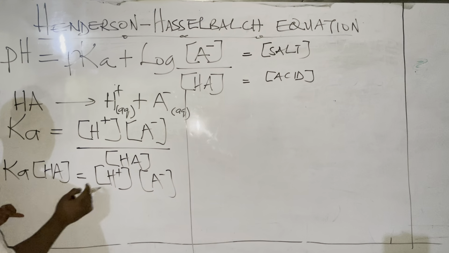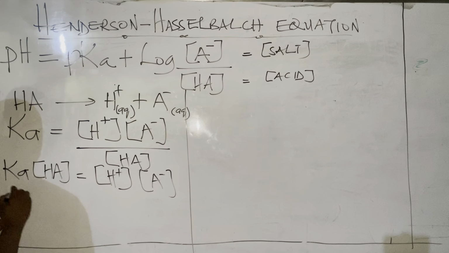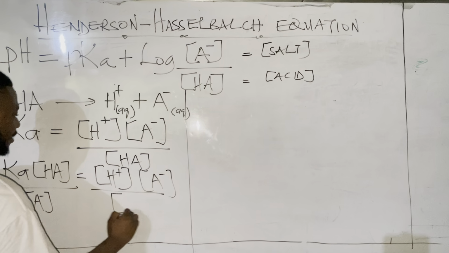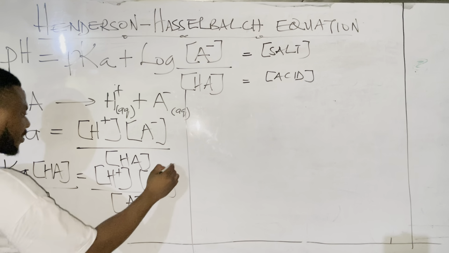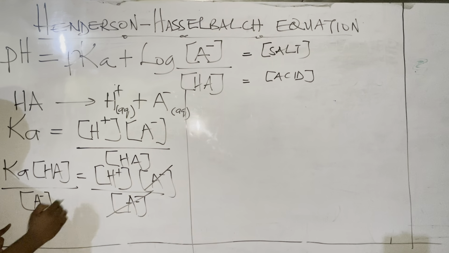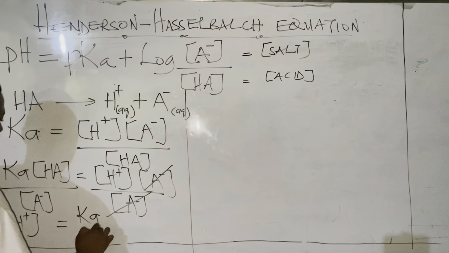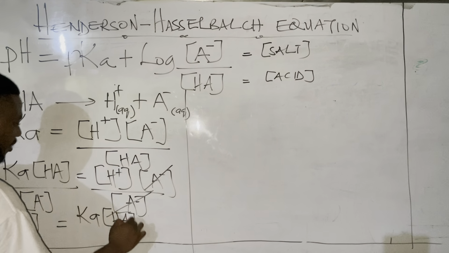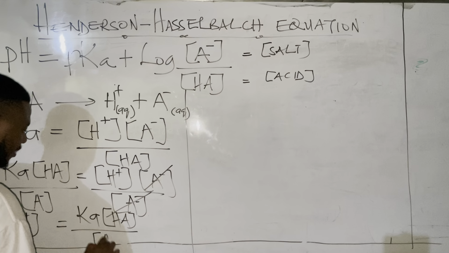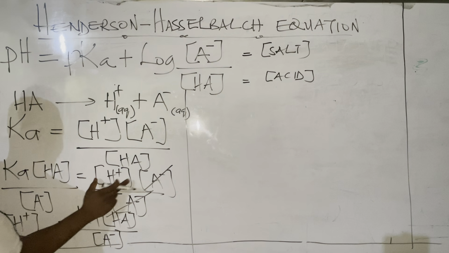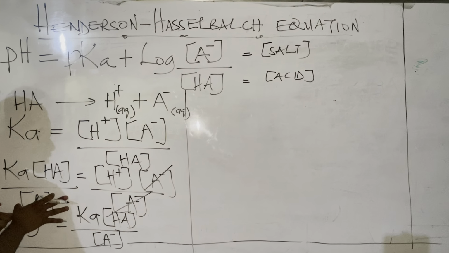Now after doing this, divide both sides by A minus to make H plus the subject of the formula. If this cancels this, we will be left with H plus. Our H plus will now be equal to Ka times HA, all divided by the concentration of A minus. This is what you now have, because this cancels this, so the hydrogen ion concentration will now be this expression.